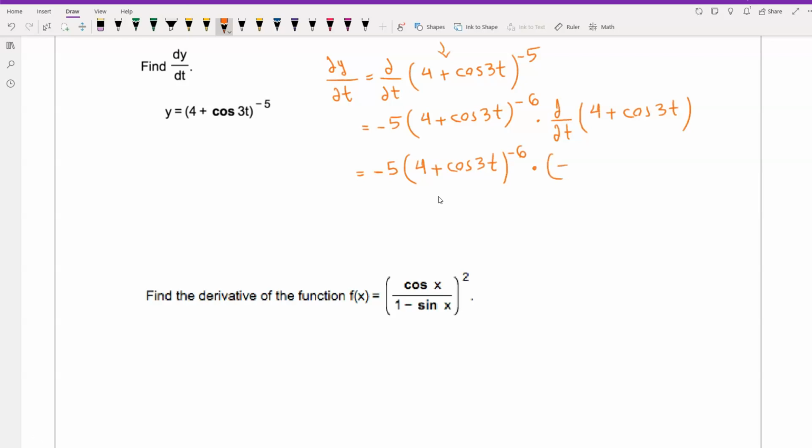So in this part we have negative sine 3t times the derivative of this part, which is the inside function. So the derivative of 3t. So rewriting this part, multiply by here, the derivative of 3t is 3, so we have 3 times negative sine 3t, that is negative 3 sine 3t.